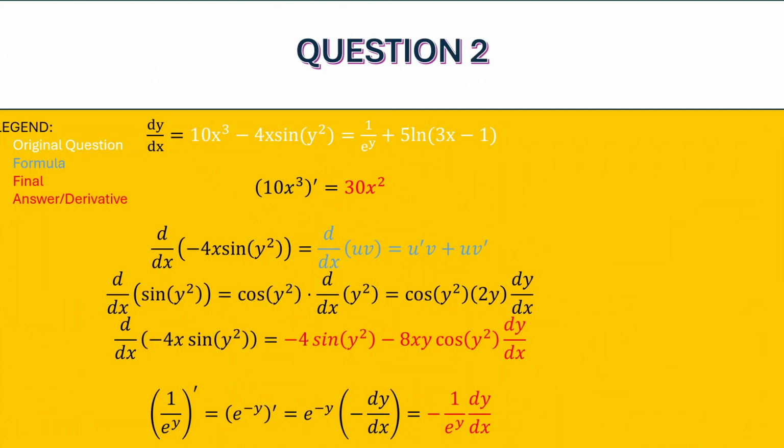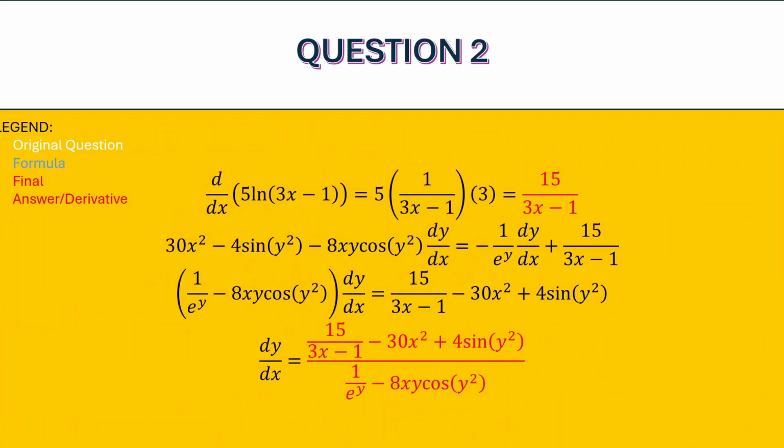Next, the derivative of 1 over e^y uses the exponential differentiation, which will get us negative 1 over e^y times dy/dx. The last function is 5 ln(3x-1). The derivative technique is the logarithmic differentiation, and this will get us 15 over (3x-1).